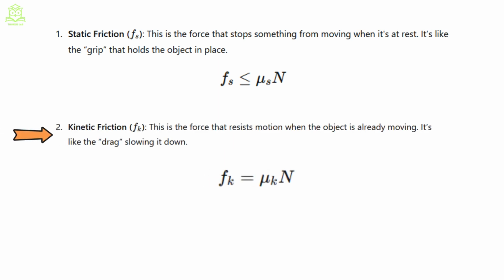Two, kinetic friction. Kinetic friction is the force that resists motion when the object is already moving. It acts like a drag that slows the object down. The formula for kinetic friction is: kinetic friction equals μk times the normal force, where μk is the coefficient of kinetic friction. Let's break this down.